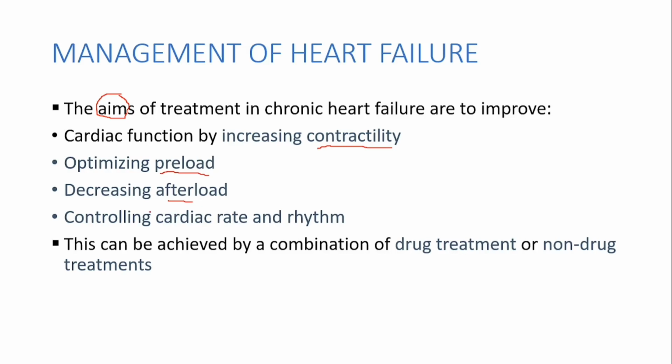And the fourth is controlling the cardiac rhythm or the rate. Now if the heart failure is because of arrhythmias, and if we control the rate and rhythm of the heart, we can improve a failing heart. And this can be achieved by a combination of drug treatment or non-drug treatments. So first we will discuss the drug treatment, then we will discuss the non-drug treatment.